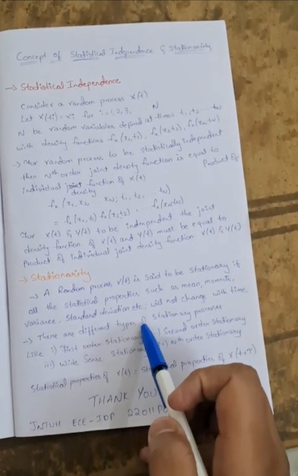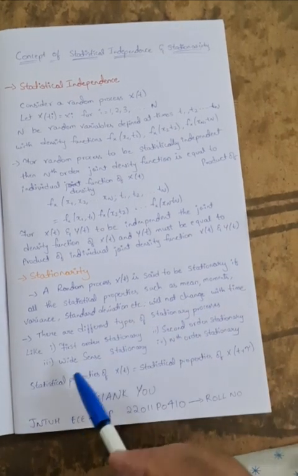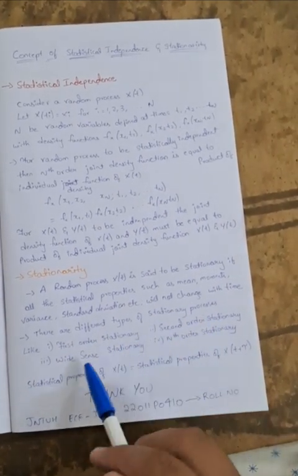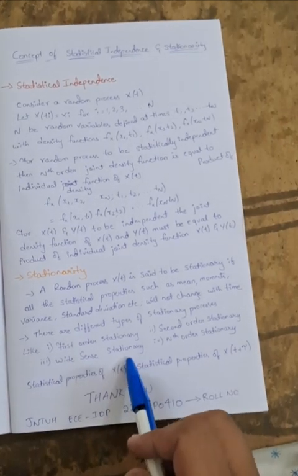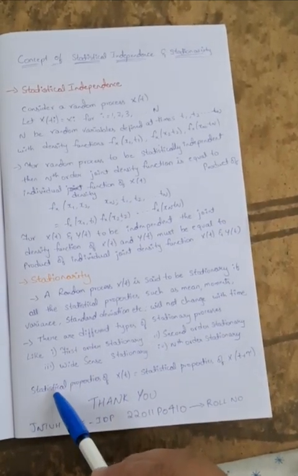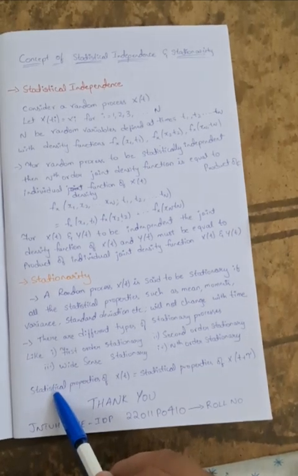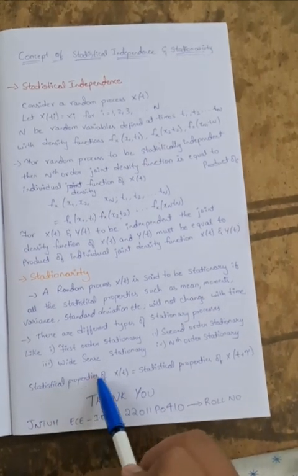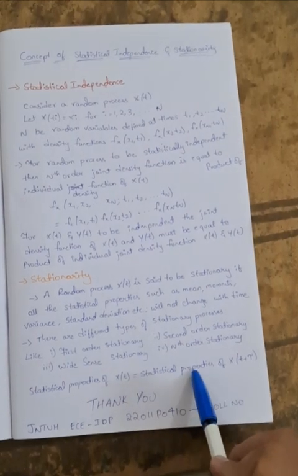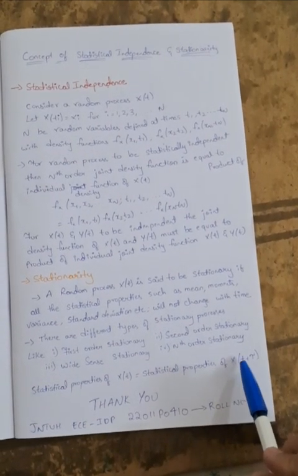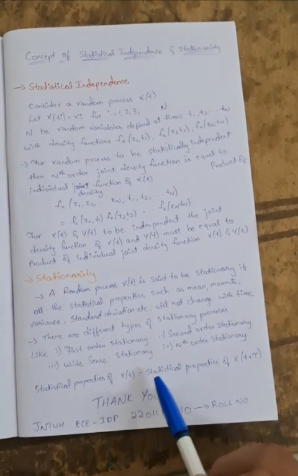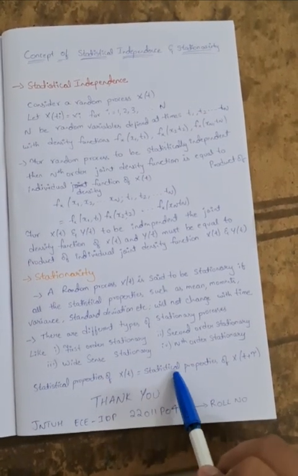There are different types of stationary process like first order stationary process, second order stationary process, wide sense stationary process, and nth order stationary process. We can say that if the statistical properties of x(t) are equal to the statistical properties of x(t plus tau), where tau is any time shift, then it is a stationary random process.